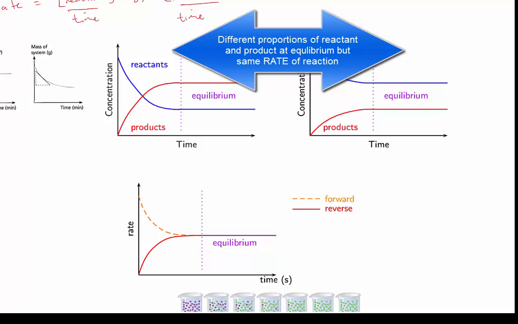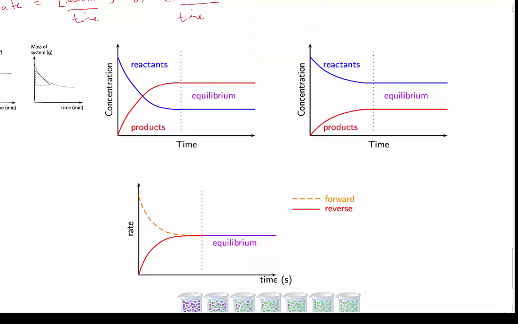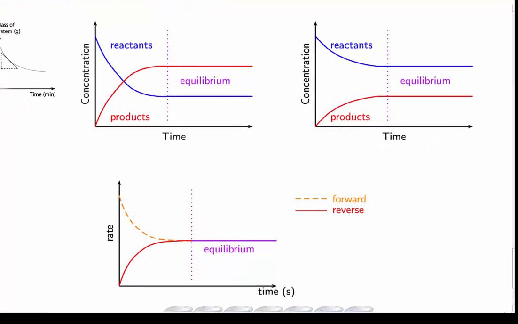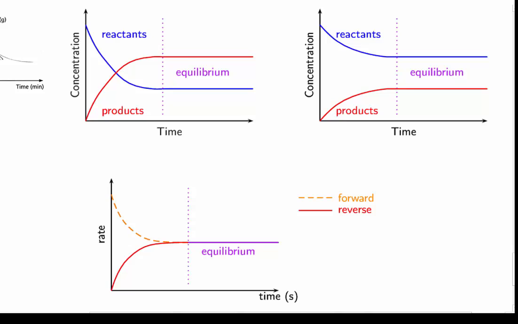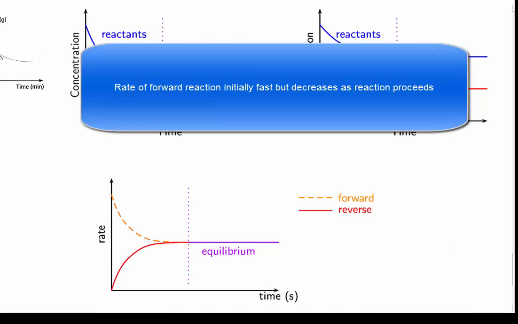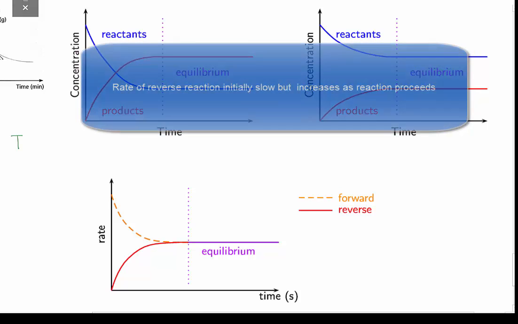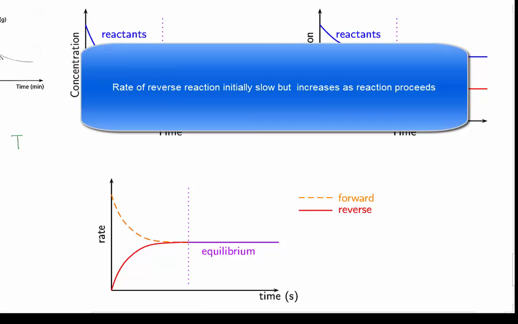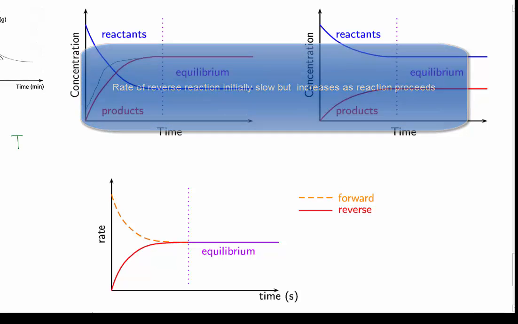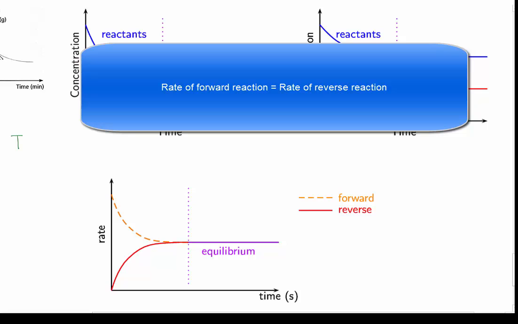How does that work? Well, the rate of reaction over time can be represented by this graph, rather than concentration versus time, and both those previous graphs can be represented by the same rate graph. Initially, the rate of the forward reaction is fast, and this rate slows down as the concentration of reactants decreases. In contrast, the rate of the reverse reaction is initially slow because there's no products for the reverse reaction to occur, but as the amount of products increases, this backward rate also increases. At the end point, the rate of the forward and the backward reactions are the same, which is equilibrium.